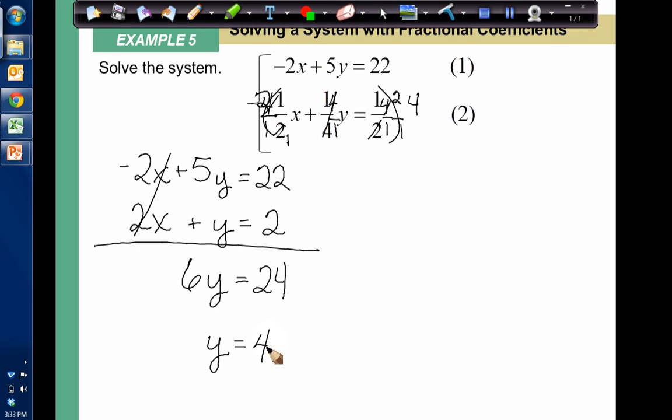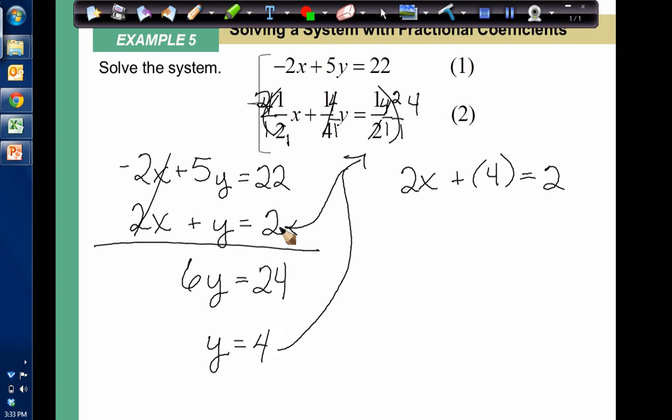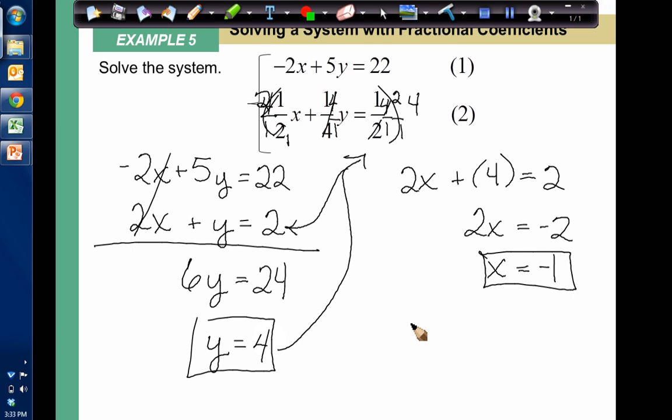Alright, so we have one of the 2 variables. We're going to bring this y back up to the top and choose either one of the 2 equations, or if you would prefer, you can choose this new equation with no fractional coefficients. Either way is great. I'm going to go ahead and try that one. So in place of y, I'm going to put 4 into this equation right here with no fractional coefficients, and go ahead and subtract 4 from both sides. 2x equals -2, so x will equal -1. Now I have my 2 answers. Okay, you can write it as an ordered pair.